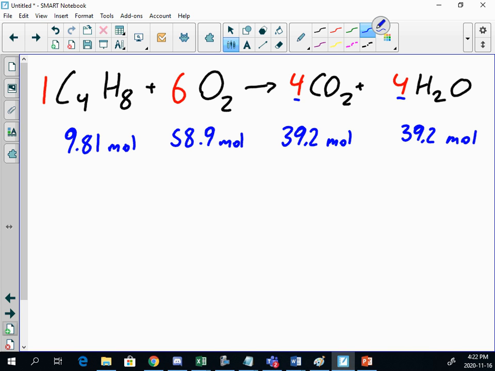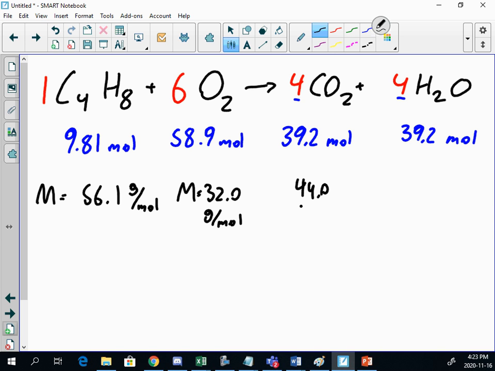Okay, so I have all these amounts. I can go and look up my molar masses, or even just calculate them. 4 carbons and 8 hydrogens is going to give me a total molar mass here of 56.1 grams per mole. Oxygen has a molar mass of 32 grams per mole. Carbon dioxide has a molar mass of 44 grams per mole. And water, a molar mass of 18 grams per mole.